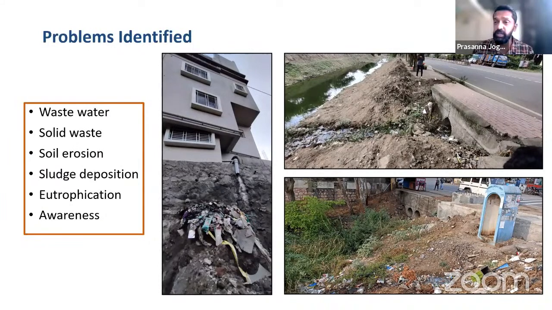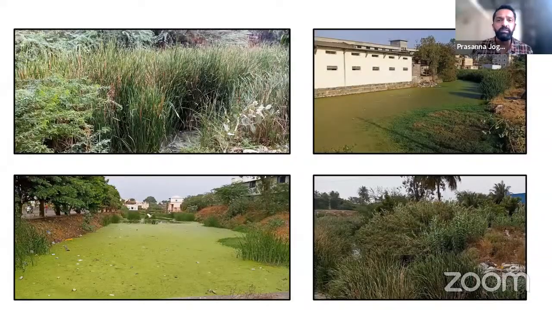And there was a lot of sludge deposited. Because of all that wastewater, there was a lot of eutrophication happening. And we also identified that there was lack of awareness in these areas, because, as I said, people were not aware that it was a river, and they used to call it just a stream. So these were some of the initial pictures that we had taken, that entire surface was filled. There was a lot of eutrophication. There was a lot of wild growth in it.